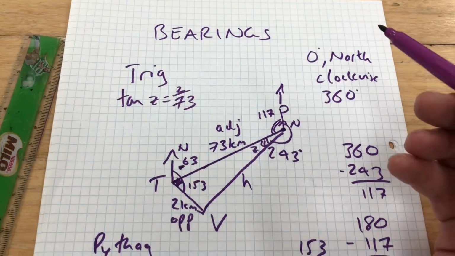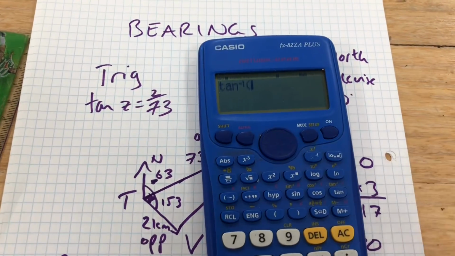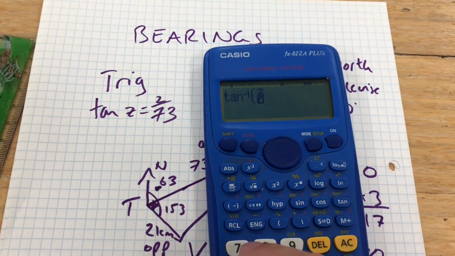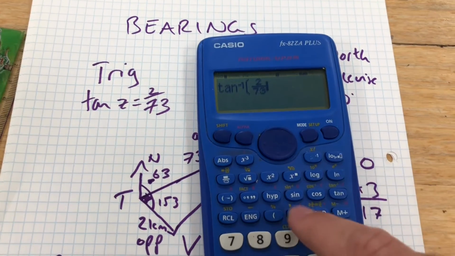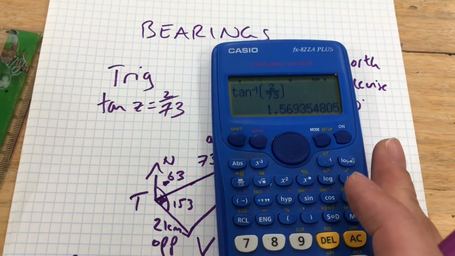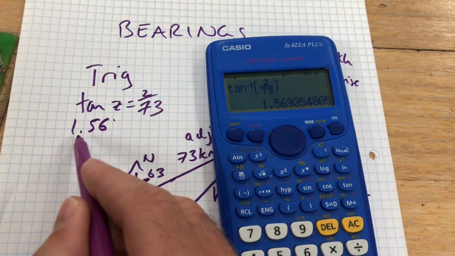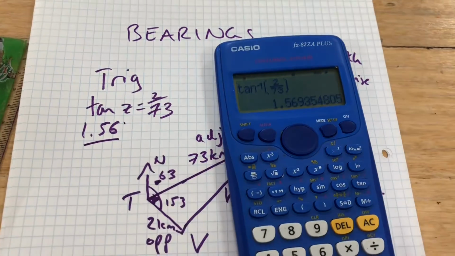So how do we find out using our calculator? Shift tan. Bracket. Yeah. 2 divided by 73. Bracket. Yeah, and we get an answer of? 1.57. So as you can see, that angle correction is very slight, only 1.56.